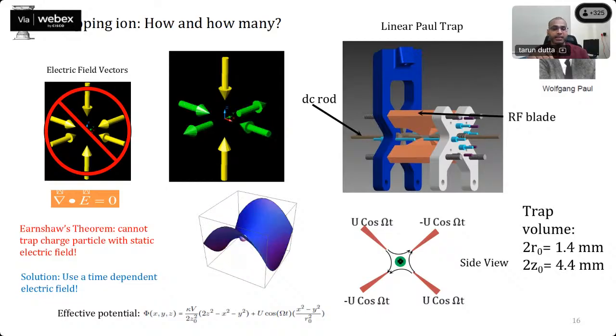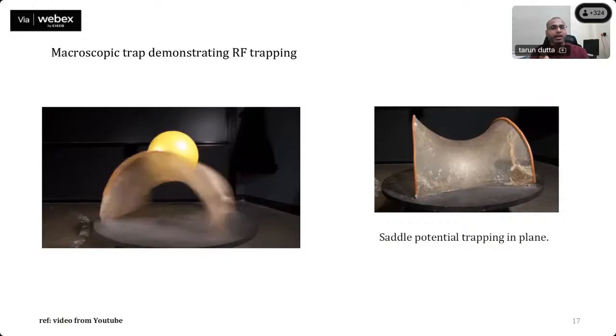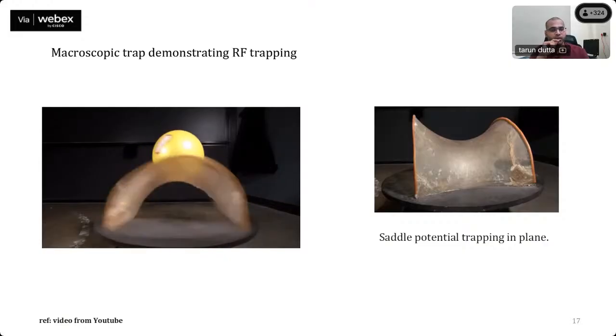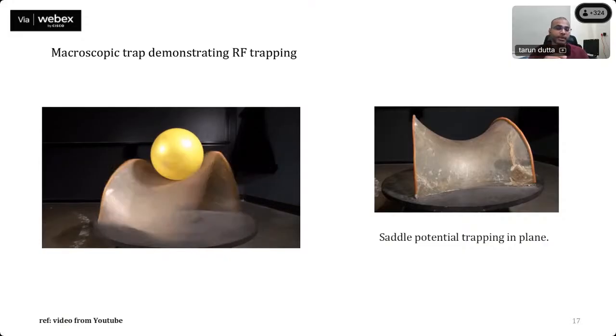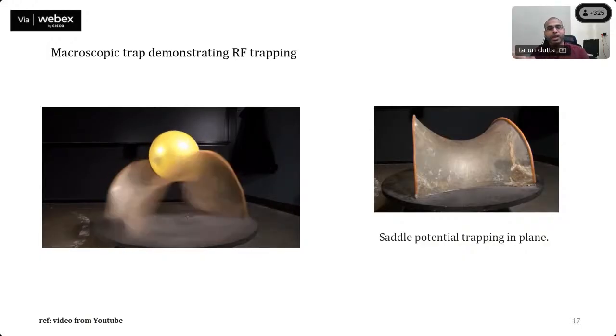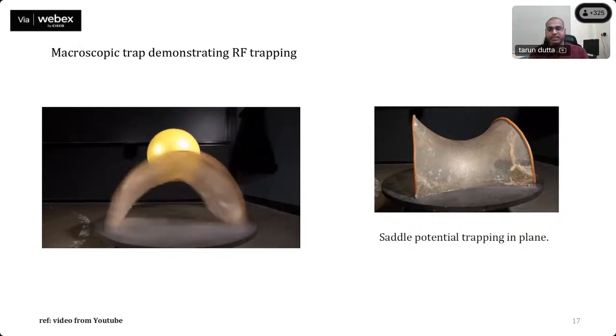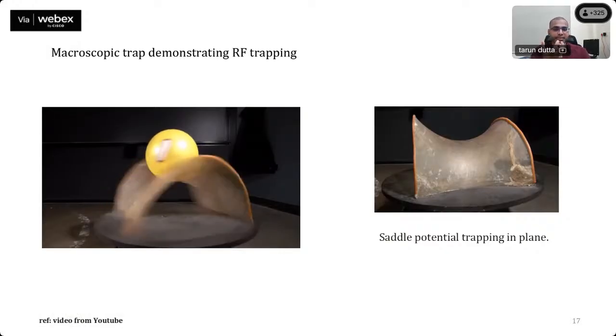In the radial direction, and in the other direction, along the axial or z axis, we are applying DC voltage. Now, how is it trapping in the radial direction? If I show you this mechanical analog, you see this saddle potential. This is the rotor, and this is a ping pong ball. On the right-hand side is the saddle potential plane, and I want to keep the yellow colored ball on the left side. You can see, it depends on how fast you are rotating this saddle potential.